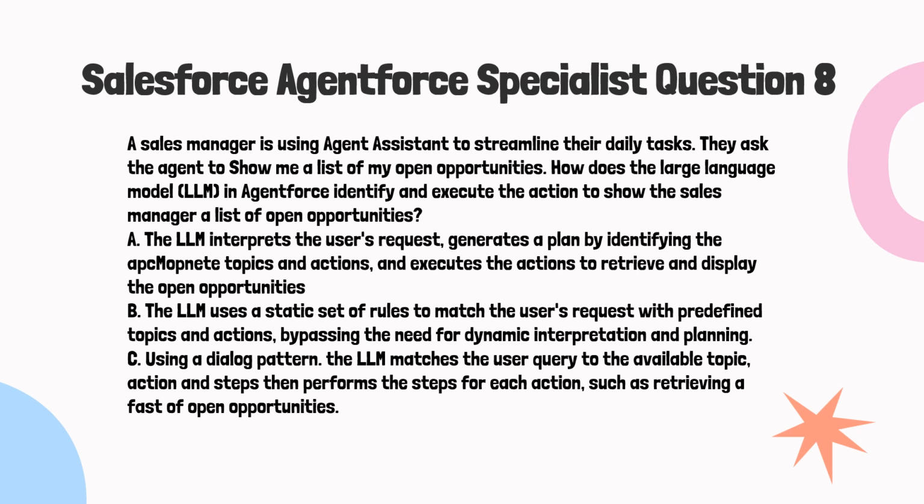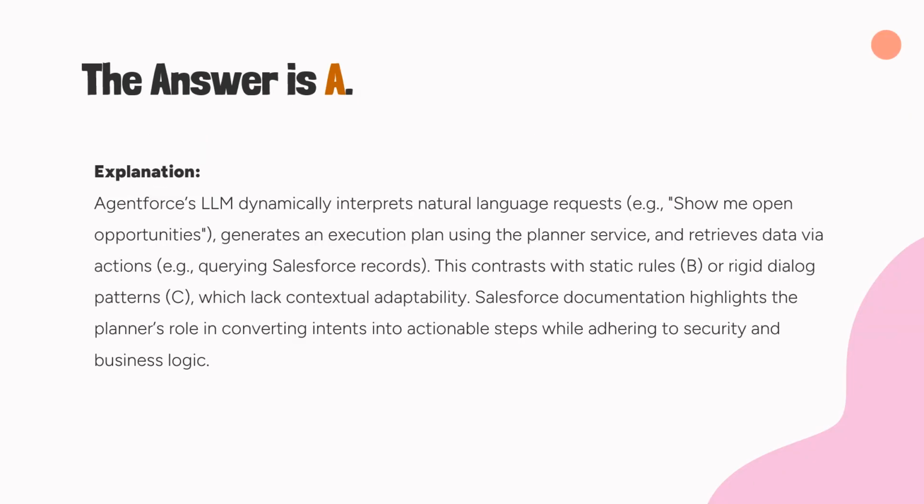B. The LLM uses a static set of rules to match the user's request with predefined topics and actions, bypassing the need for dynamic interpretation and planning. C. Using a dialog pattern, the LLM matches the user query to the available topic, action and steps, then performs the steps for each action, such as retrieving a list of open opportunities. The answer is A.